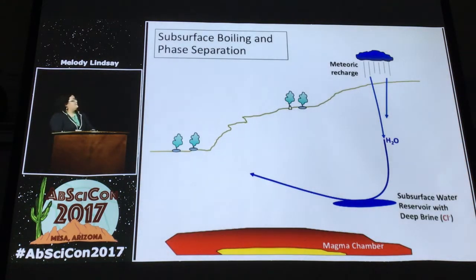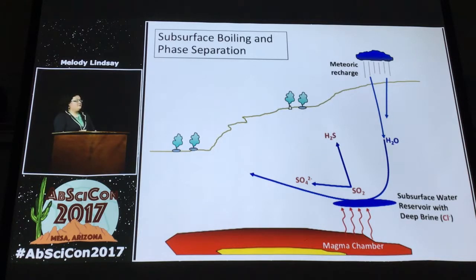And so, zooming in on that part, I first want to detail the hypothesized processes of subsurface boiling and phase separation occurring in the Yellowstone subsurface. And so these processes start with the recharge of subsurface water reservoirs by meteoric water. The subsurface water reservoirs then receive gas inputs from the magma chamber with gases such as sulfur dioxide, which when it interacts with water will disproportionate to form sulfate ions as well as hydrogen sulfide gas.